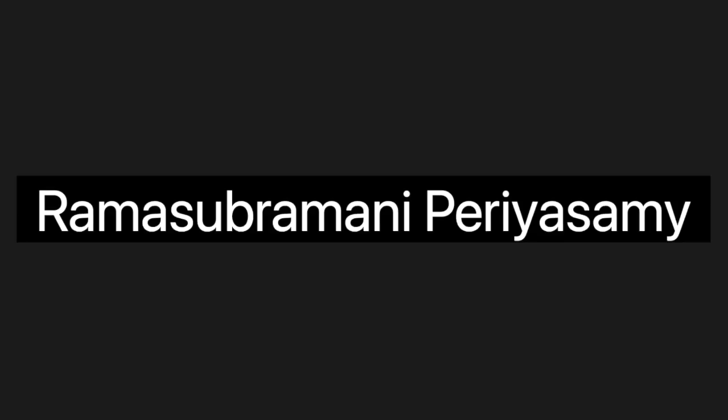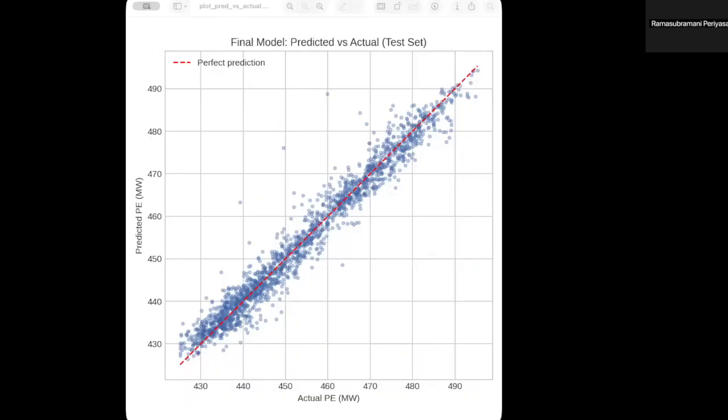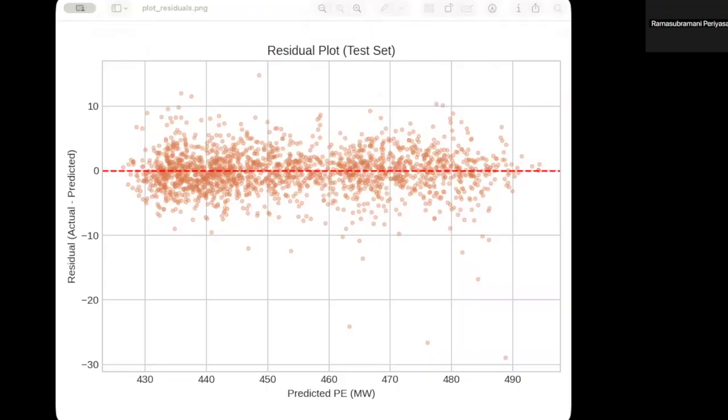Now I will quickly show you the other two graphs here. One is the prediction versus the actual, and the other one is the residual. As you can see, in the prediction versus actual, the cluster is tightly around the prediction line, which is the red line. And in case of the residual, the residuals are pretty scattered. There's no pattern as such. What this means is, the model isn't biased systematically anywhere.